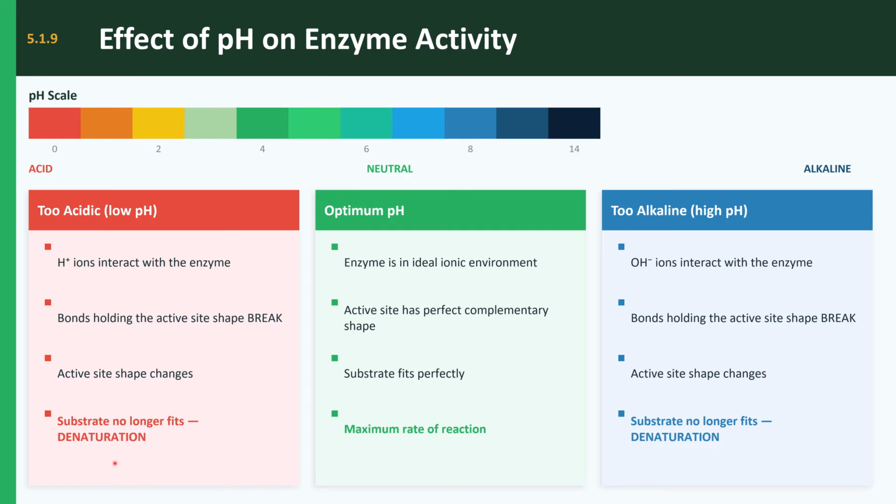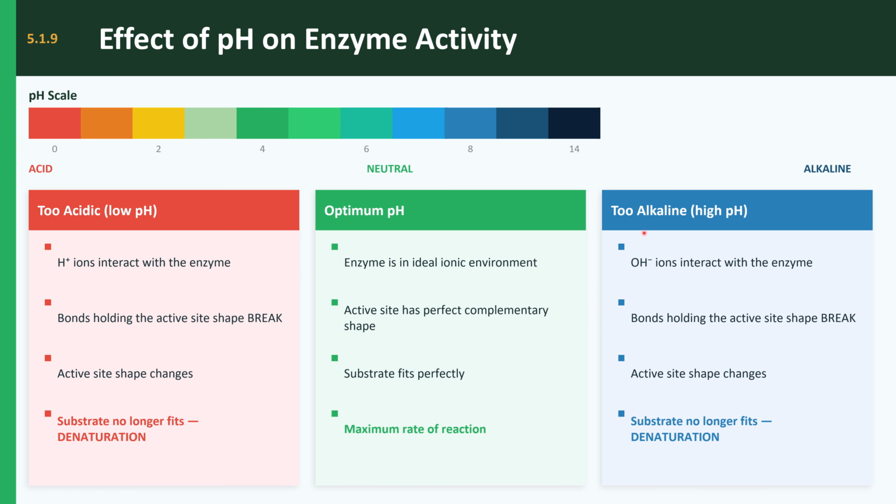Too acidic. In a low pH environment, there is an excess of H positive ions. These ions interact with the enzyme structure, causing the internal bonds that hold the active site together to break. Once those bonds break, the active site shape changes, the substrate no longer fits, and just like with high heat, the enzyme is denatured.